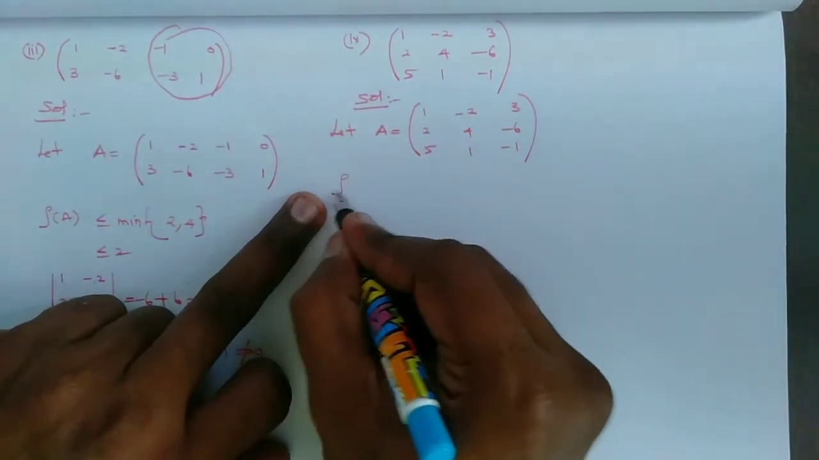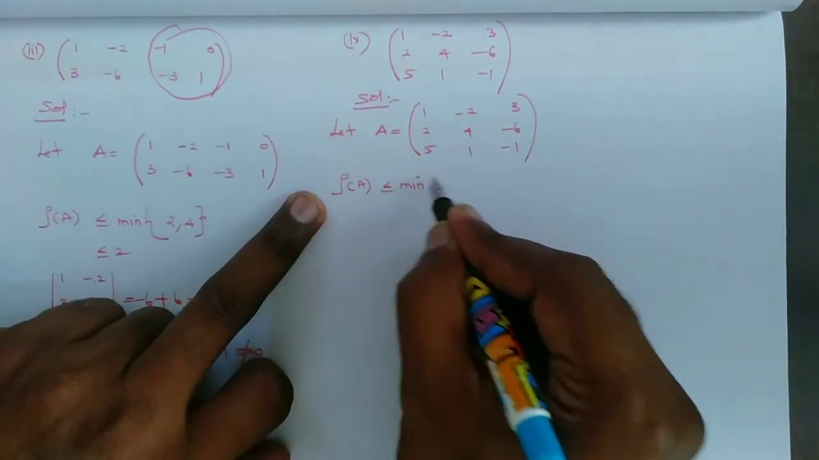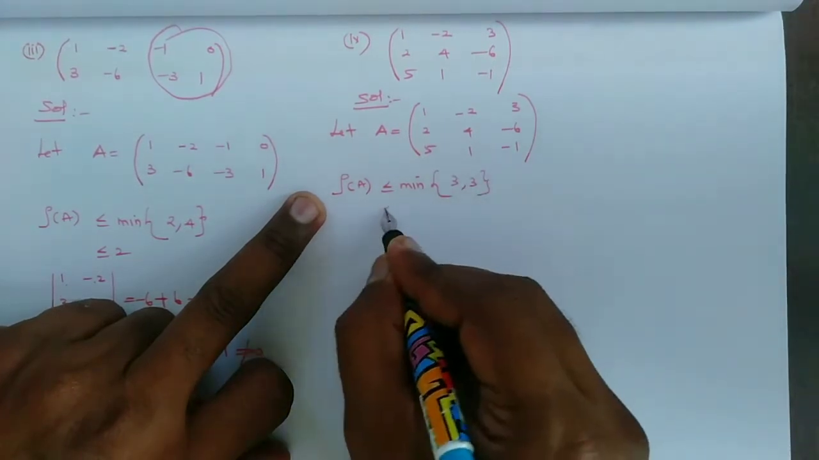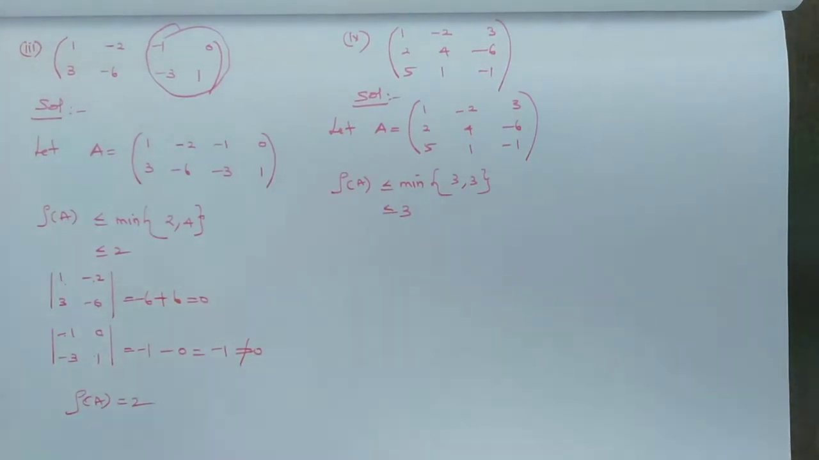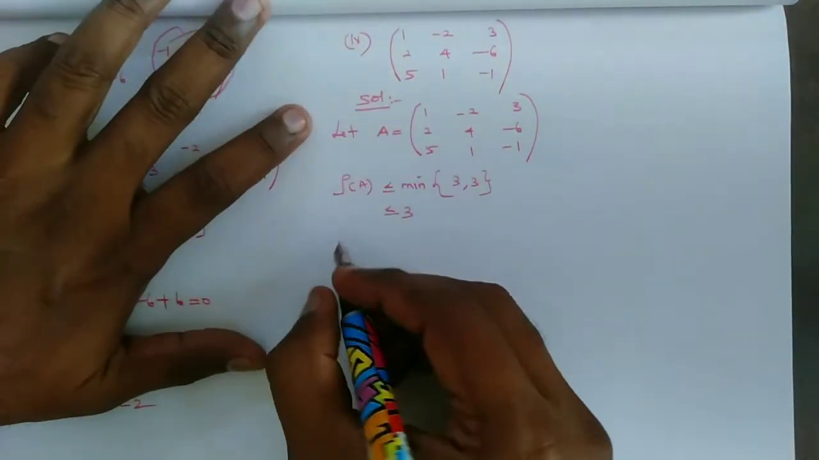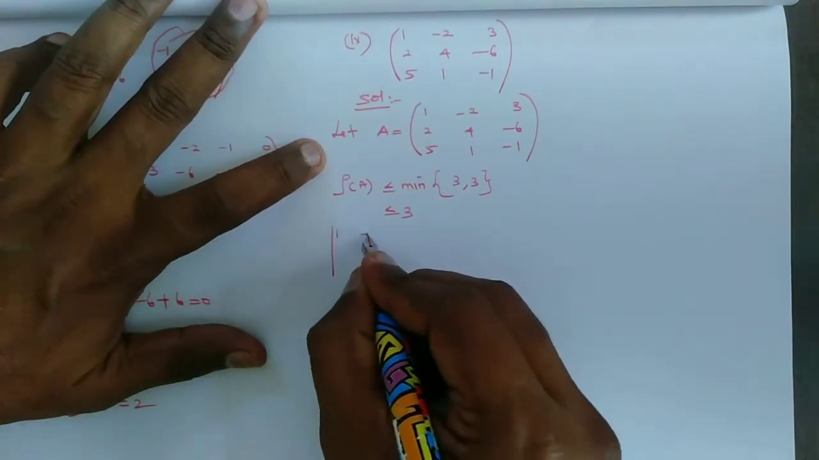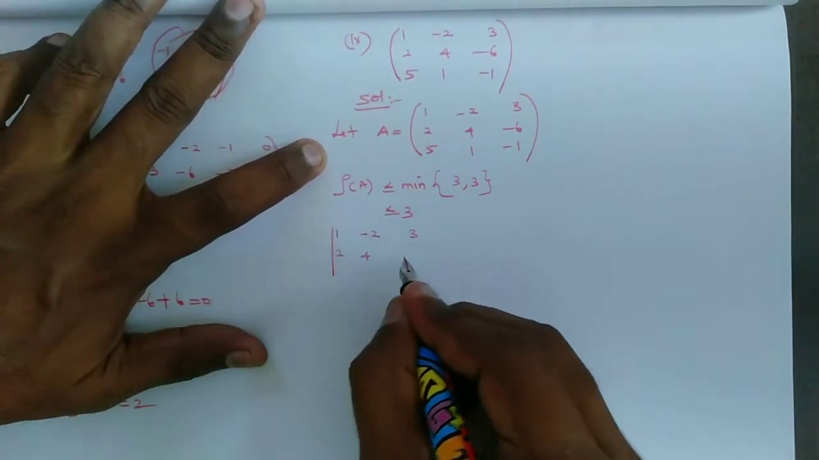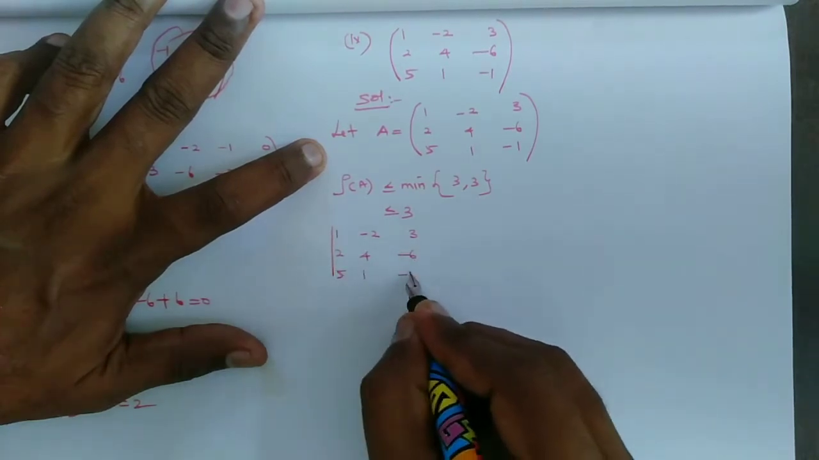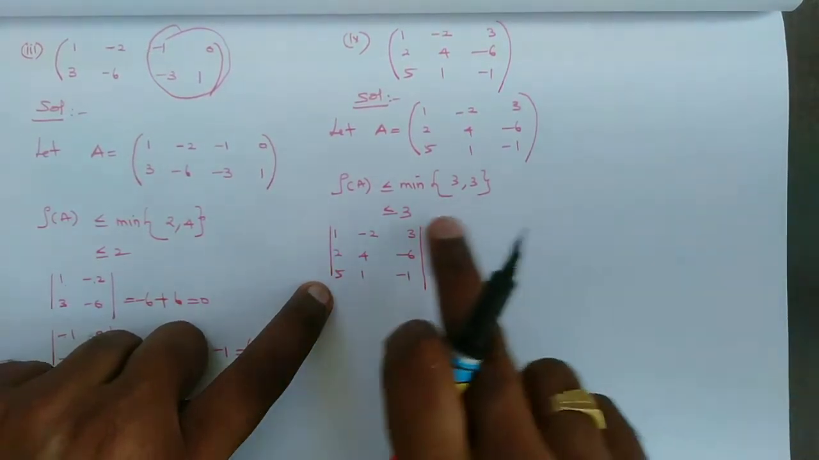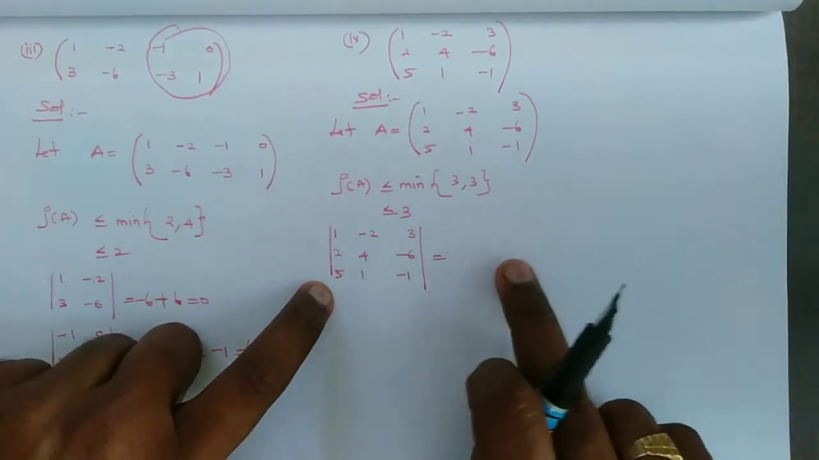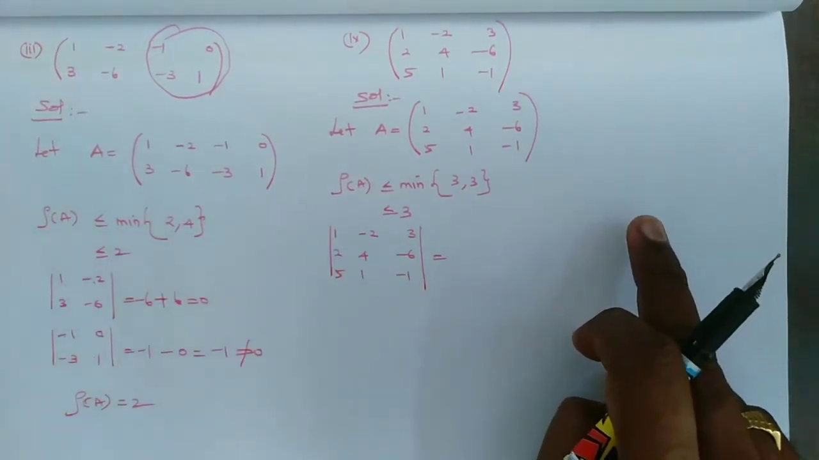So now rank of A is less than or equal to the minimum of 3 comma 3. 3 rows, 3 columns, less than or equal to 3. Both are 3, so the 3 is the common one. So the rank can be 1, 2 or 3. Take this determinant alone. Listen students, if this determinant is not equal to 0, rank will be 3. If this determinant is equal to 0, rank will be 2 or 1.